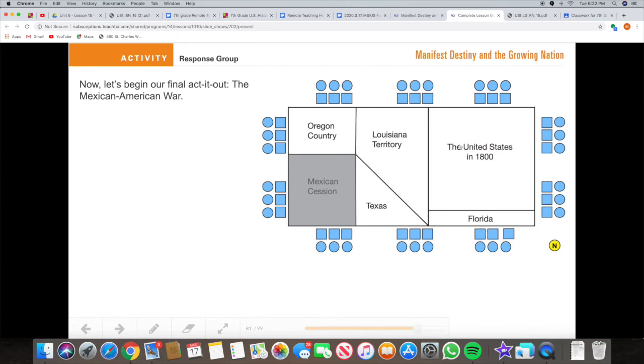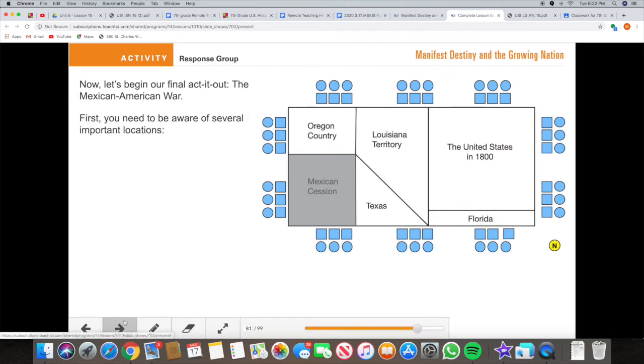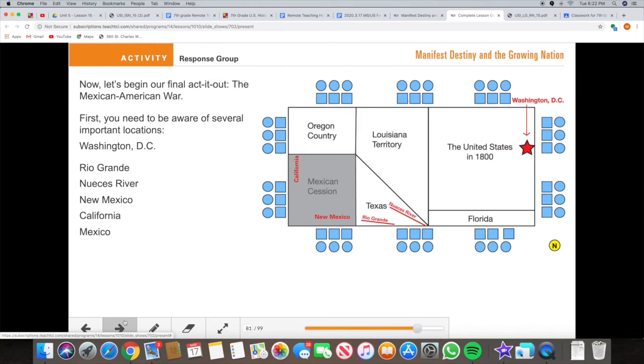Draw the United States, Florida, and so forth. And then go ahead and add the following. Washington, D.C., you probably know this one by heart now. The Rio Grande in Texas. I've actually been on this one on a boat. The Nueces River and New Mexico. They have great skiing. California. Mexico in general. Did you notice it's right here?